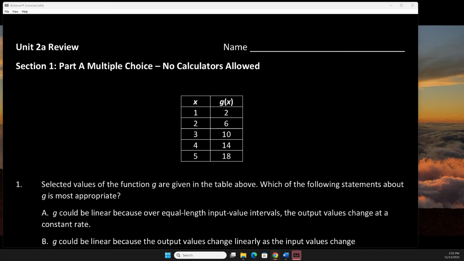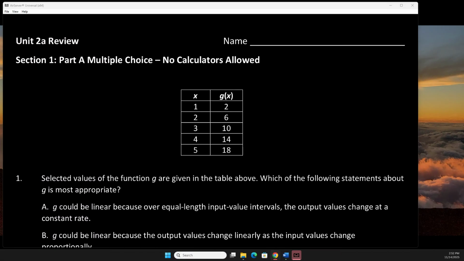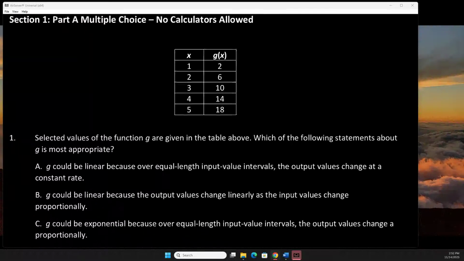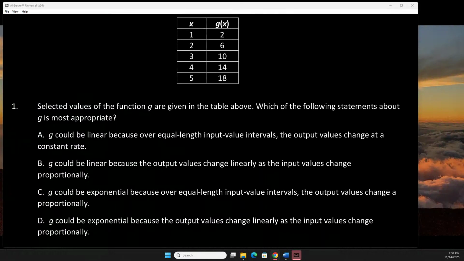Okay, so I'm just going to work through the multiple choice questions on the review. So starting with the first one, selected values of the function g are given in the table above. Which of the following statements about g is most appropriate? So it's all about whether or not g is linear or exponential.